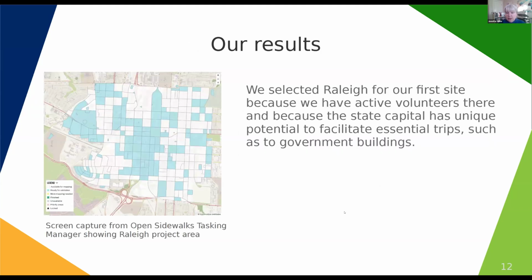As a result, we selected Raleigh for our first site because we have active volunteers there and because the state capitol has unique potential to facilitate essential trips, such as to government buildings. So you can see there, this is the screen capture from the tasking manager showing the area that we selected in Raleigh for our project.